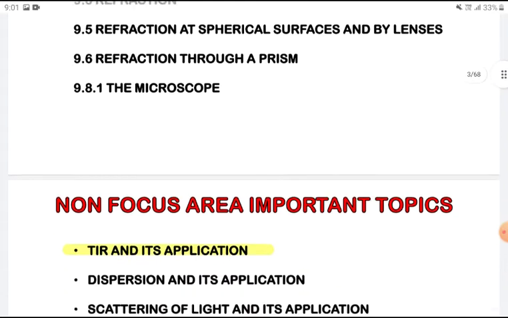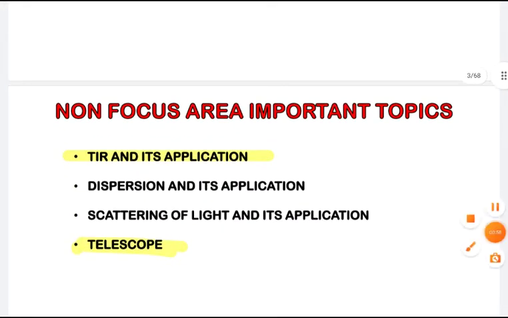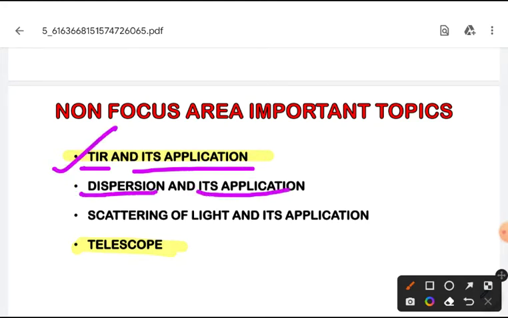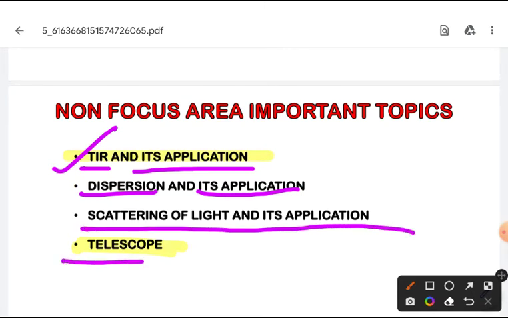Okay, the next topic is non-focus area important topics. The TIR, total internal reflection and its application, dispersion and its application, scattering of light and its application, telescope.